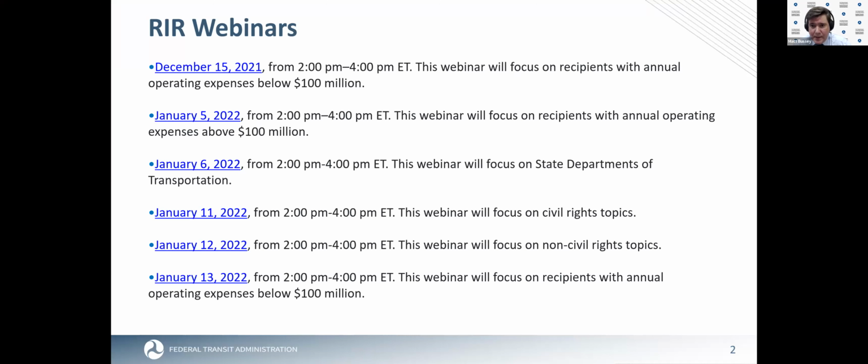Then in January, we're going to have 5 more webinars, the first of which on January 5th will be for recipients that have annual operating expenses above 100 million. So in other words, your tier 1s, your tier 2s, your tier 3s. Then on January 6th, we'll be doing a special webinar just for state DOTs. On January 11th, we'll be doing a webinar on RIR responses just on the civil rights topics. January 12th, we'll be doing non-civil rights topics.